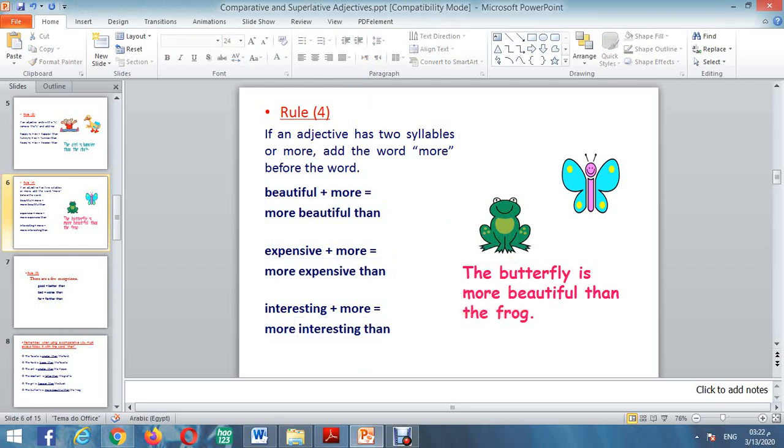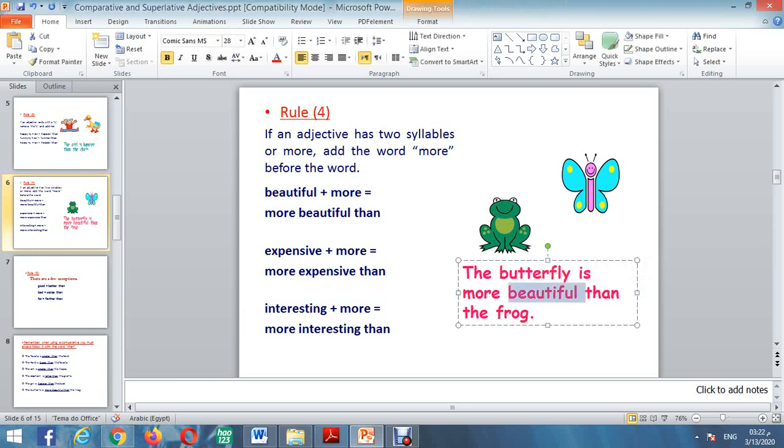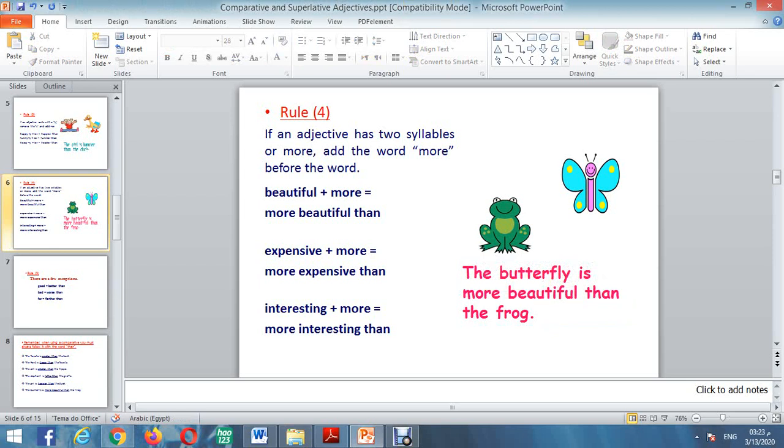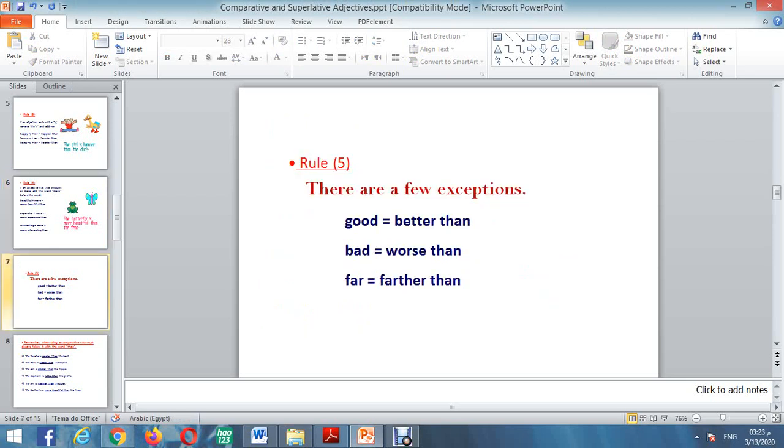Could you give me an example? It's very easy. Look here. What is this? Frog. Excellent. And this? Yes, butterfly. So I want to compare between them in the adjective beautiful. First, you must ask yourself if this adjective is short or long. Beautiful is a long adjective, so we use more beautiful than. So the butterfly is more beautiful than the frog.